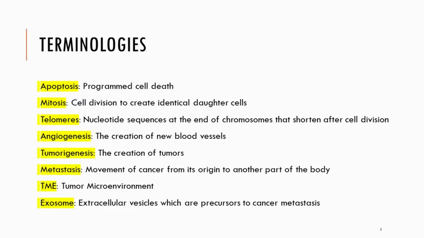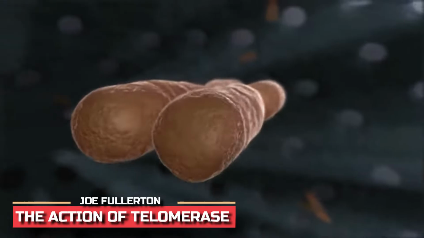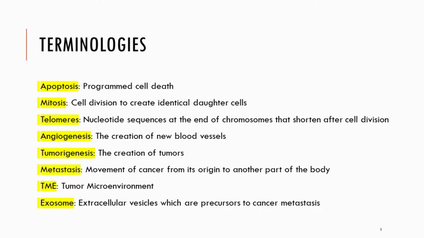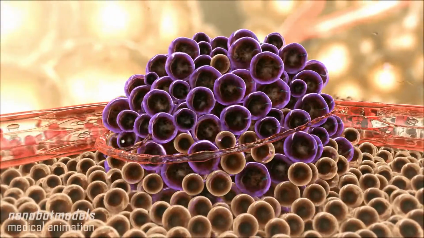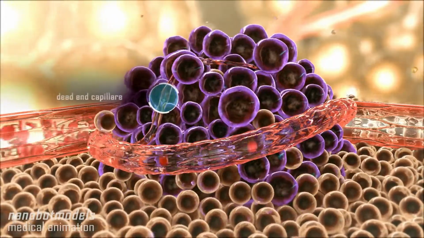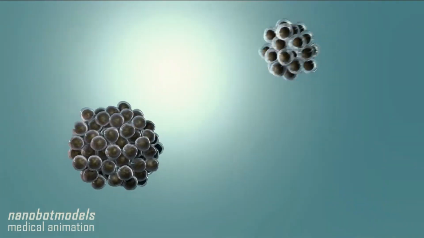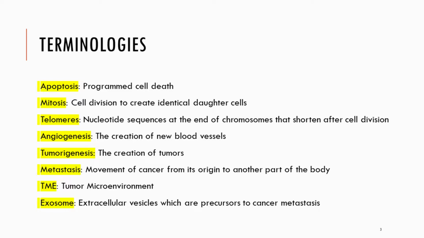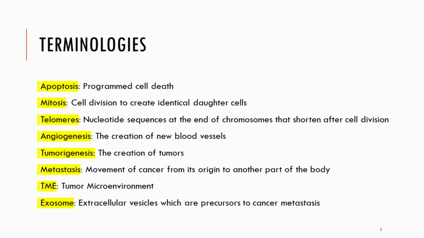Telomeres are portions that are at the end of a chromosome. Chromosome is basically the way DNA is packed inside your cell. At the end of each chromosome is a small region called a telomere, and we are going to talk about it in detail as we move further. Angiogenesis means to create new blood vessels, and angiogenesis is the property of cancer cells, which means that all cancer cells make blood vessels. Tumorigenesis means the creation or the genesis of tumor. When a cancer spreads from one part of the body to another, that phenomenon is known as metastasis.